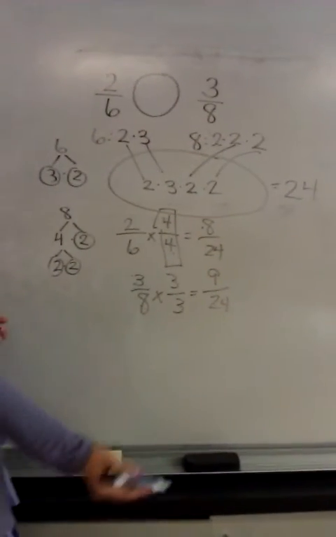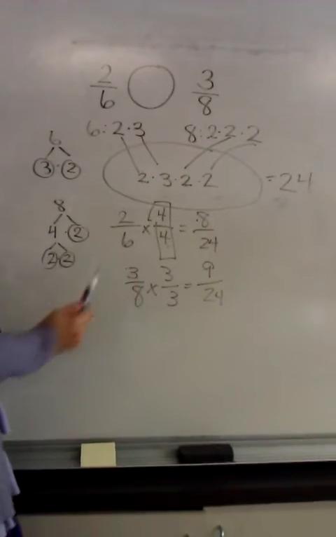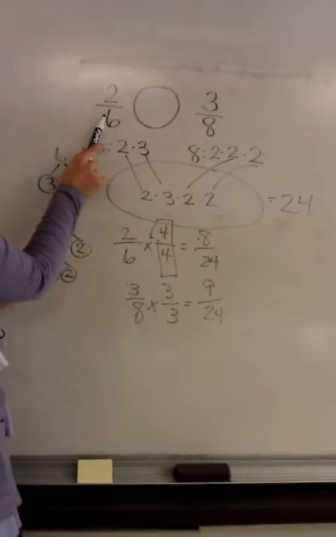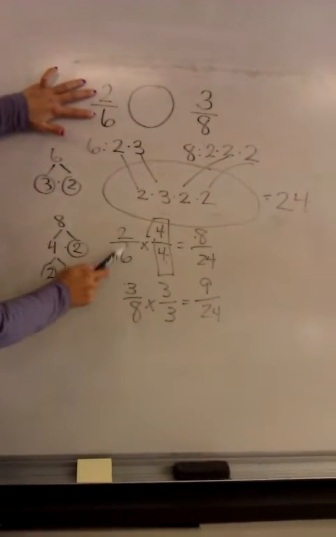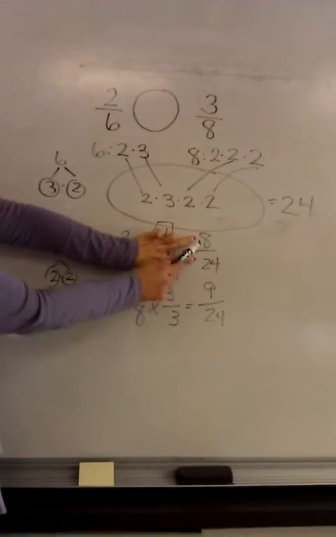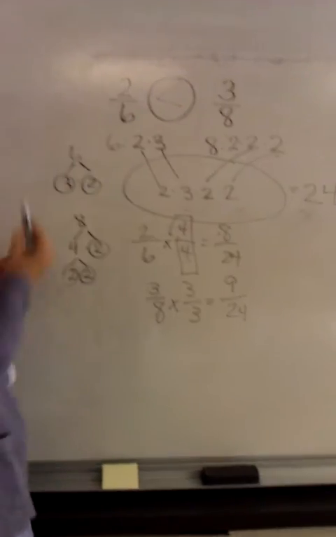Now these are much easier to compare. 3 eighths is 9 24ths. 2 sixths is 8 24ths. I'm trying to figure out if 2 sixths is greater or less than 3 eighths. Well, 2 sixths is 8 24ths, which is less than 9. So this is less than. And that's it.